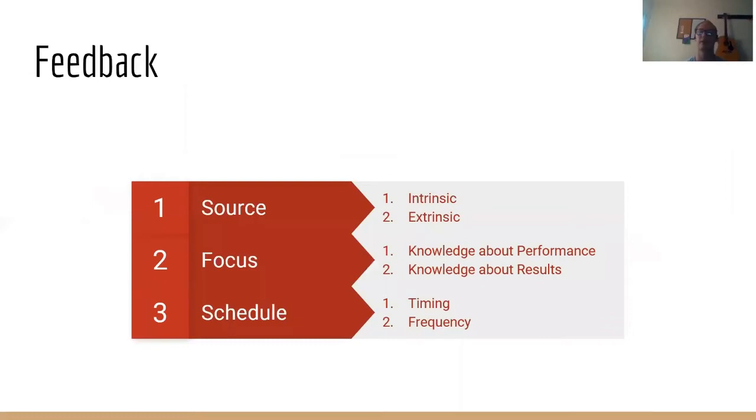Next, we'll talk about some feedback. So there are three components of feedback. The first is the source, the second is the focus, and the third is the schedule. So we're going to spend some time talking about each of these components.